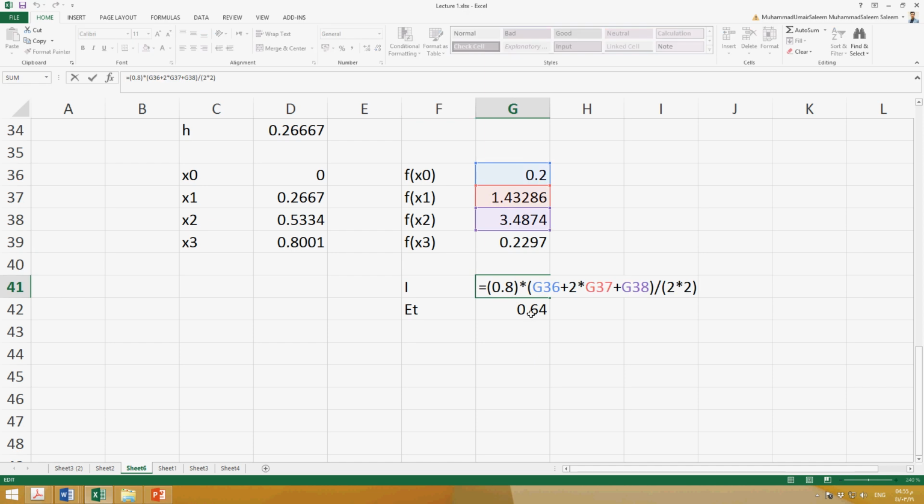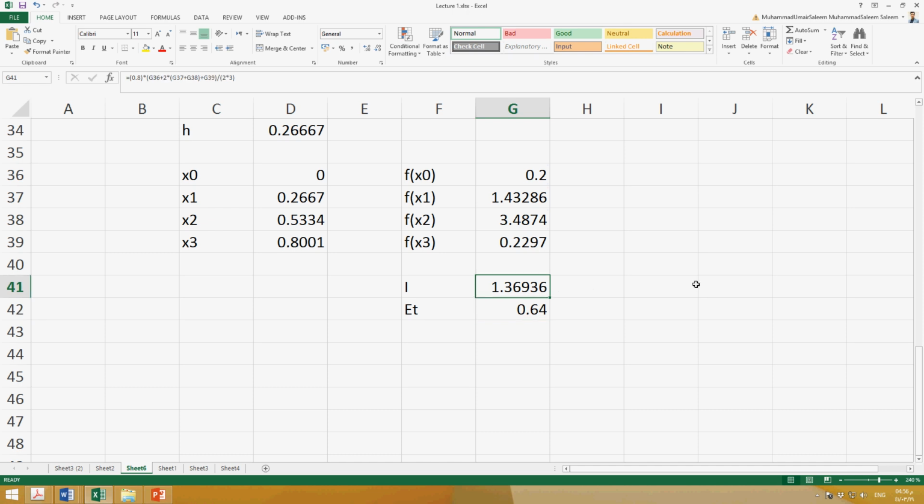Again, how can you find the integration? 2 times g37 plus g38 plus this value divided by 2 into n, where n is actually 3. Okay, I think I made some mistake. So this is actually b minus a multiplied by g36 plus 2 times g37 plus g38 plus g39. Okay, then this division should be outside.